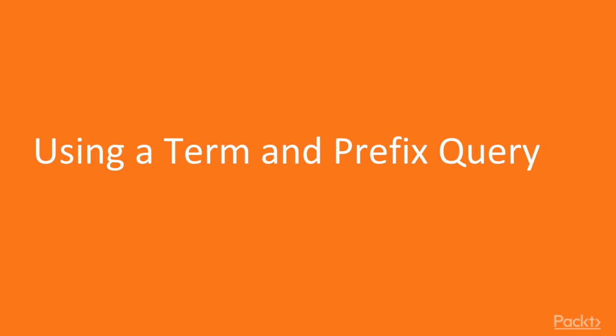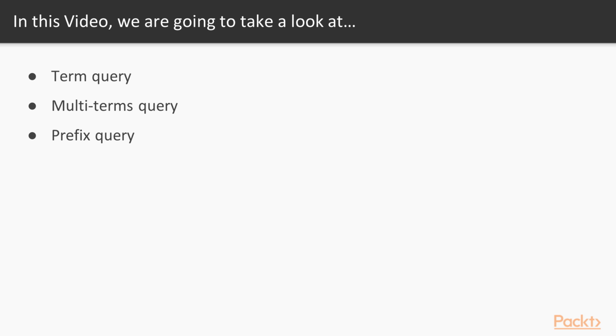Now we move on to the first video of this section that deals with using a term query and prefix query. In this video, we are going to execute a term query as a filter and use it wrapped in the Boolean query. The terms query is extended to support multi-value. We then use prefix query to skip the terms that start with common prefix.